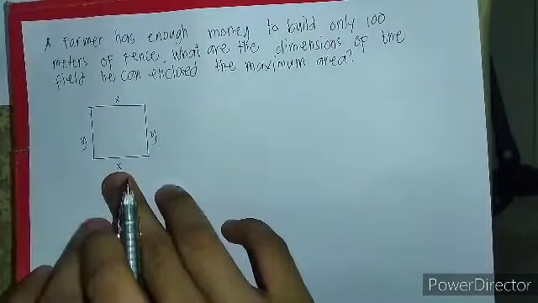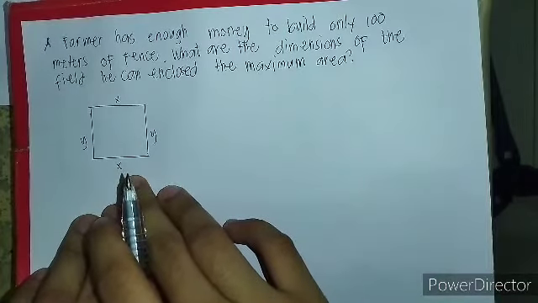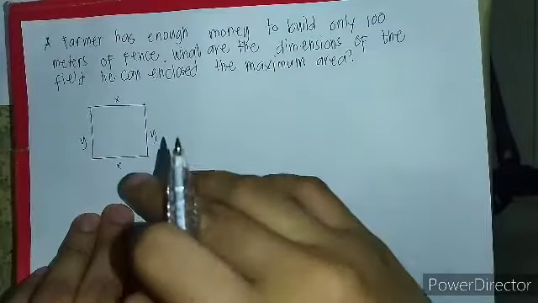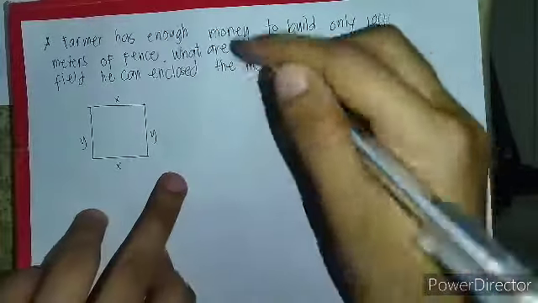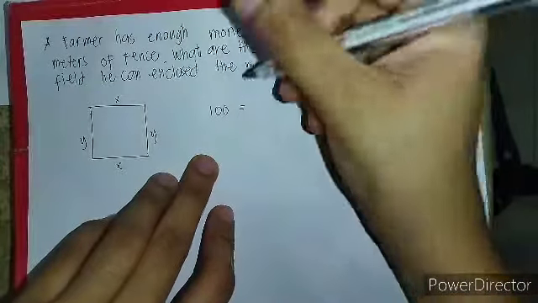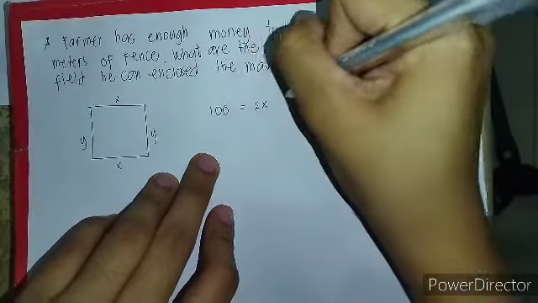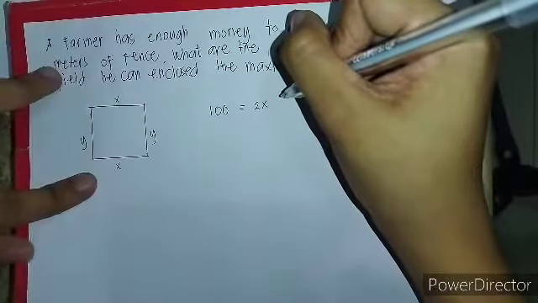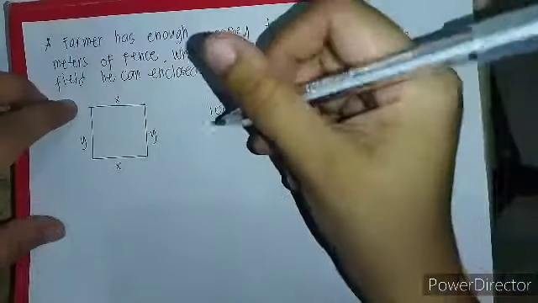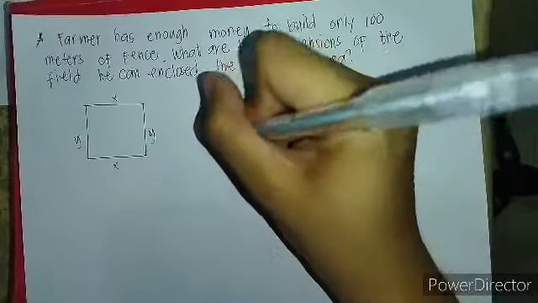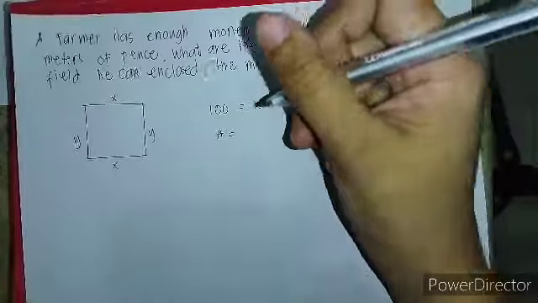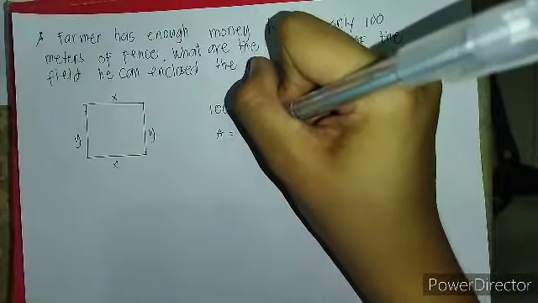As you can see here, this is the diagram, the drawing. We have 100 is equal to 2x, we have x and x here, plus 2y. So the area is equal to x times y.